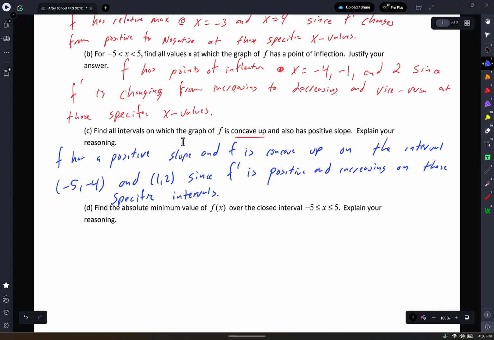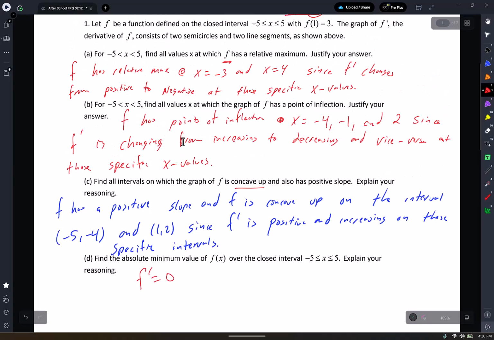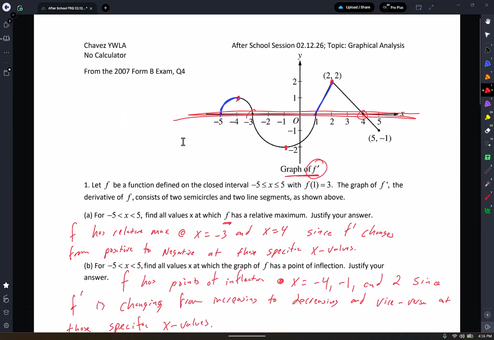Find the absolute minimum value of f of x on the closed interval -5 to 5. Explain your reasoning. Okay. So I'm going to get my endpoints and test my critical points. I'm going to do a candidates test, just like we've been doing. So I need to find where f prime is 0. So f prime is 0 at -3 and at 1 and at 4. You guys see that? And then I'm going to test my endpoint.